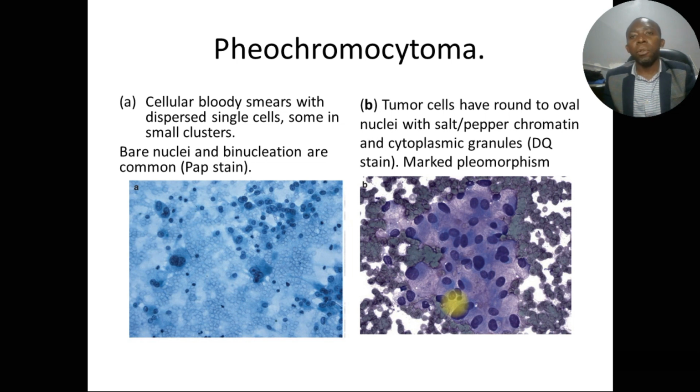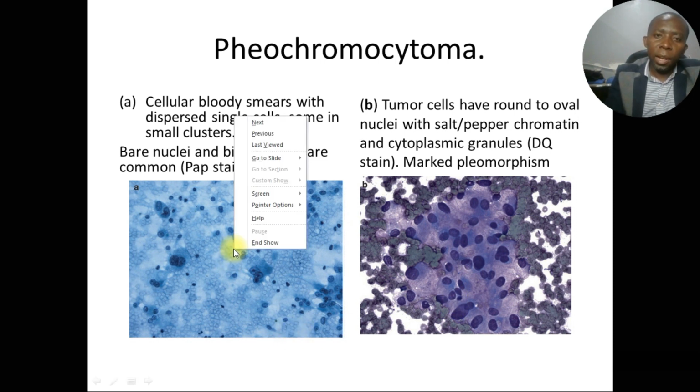So looking at images which demonstrate to us what a pheochromocytoma looks like under the microscope. And so we have two images, A and B. So looking at image A, here we appreciate the cellular blood smear with dispersed single cells, some in small clusters, some have bare nuclei, and there is binucleation, which is very common in a Pap stain.